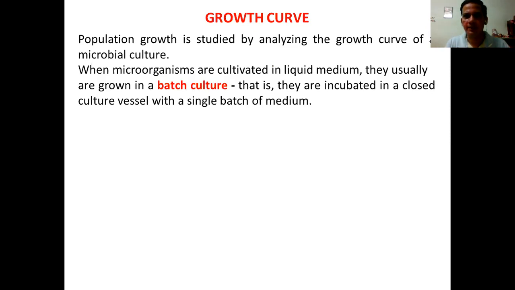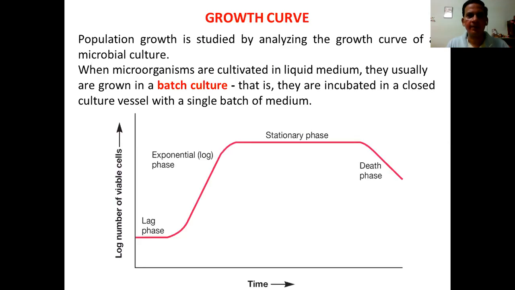If somebody wants to culture bacteria, what they do is they prepare fresh media. They can take it to culture tubes or flasks, whatever the requirement is, and they inoculate, or they add, a single batch of bacteria, or you can say a single colony, to that particular batch of medium. That we call the batch culture. So this is a typical growth curve.